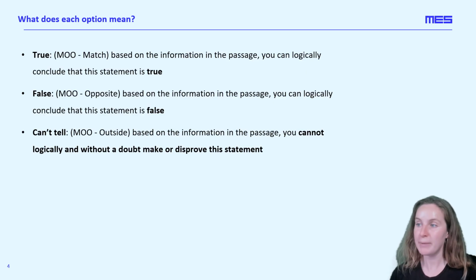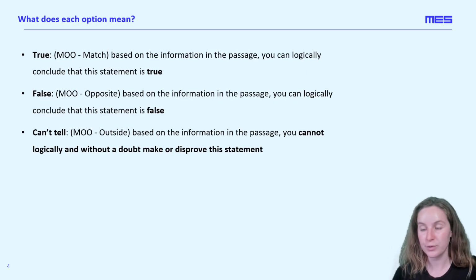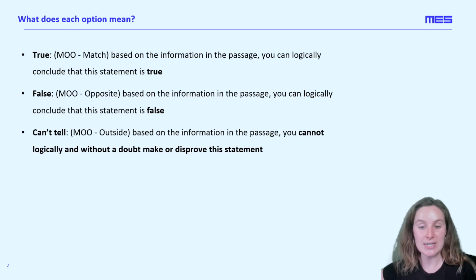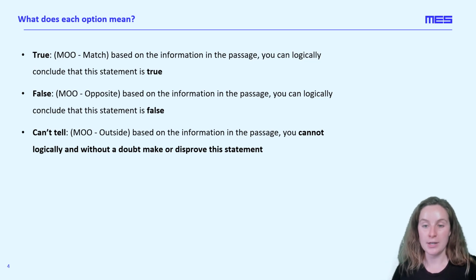So, true. Based on the information in the passage, you can logically conclude that the statement is true. This is not just not false or could be true, but that the statement indeed is true. Okay? The MOO mnemonic indicates that true is meant to be match. So does the information in the passage match the information in the question?